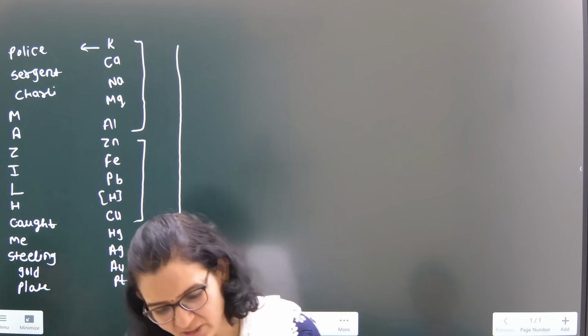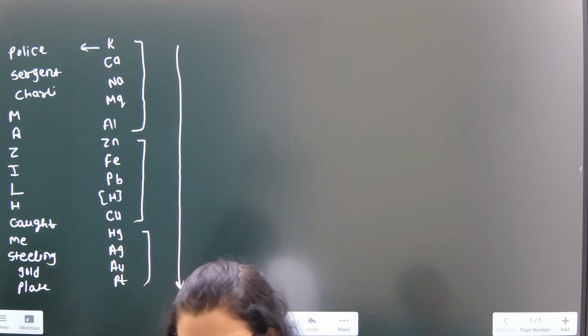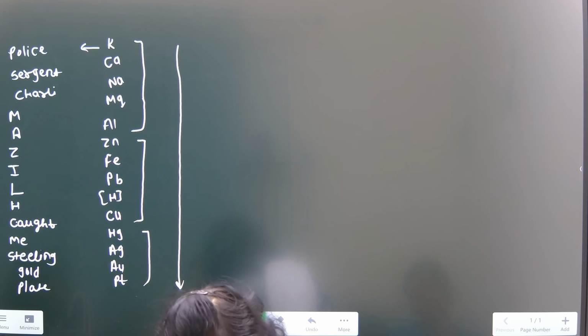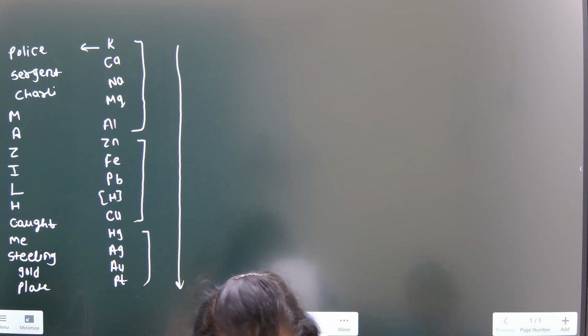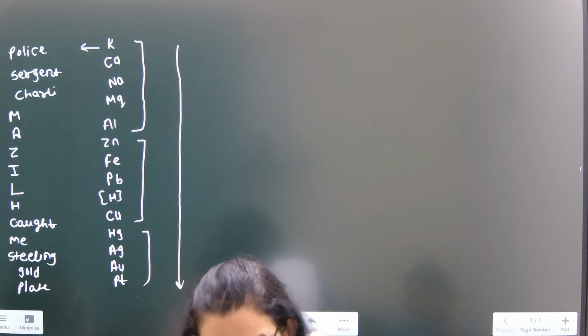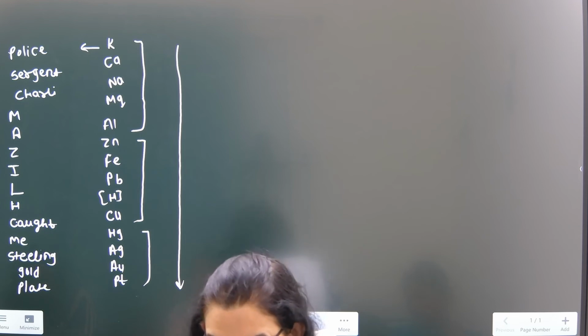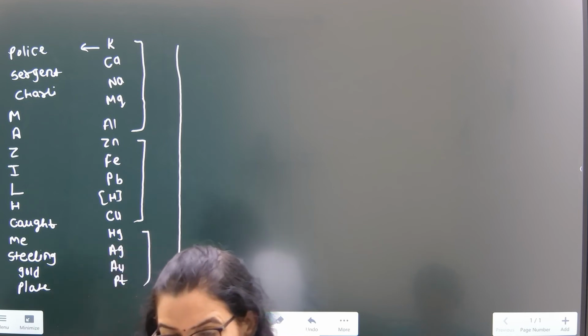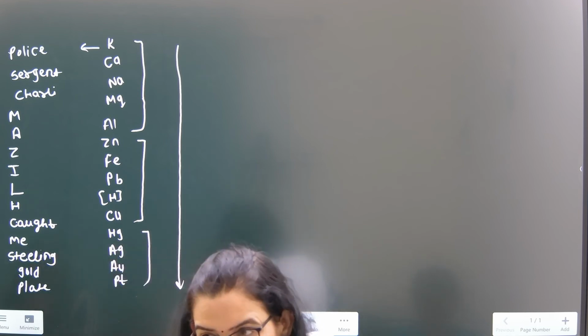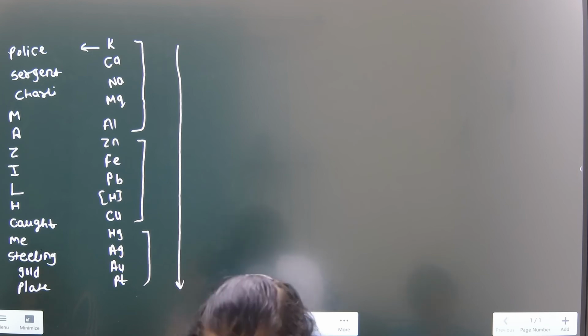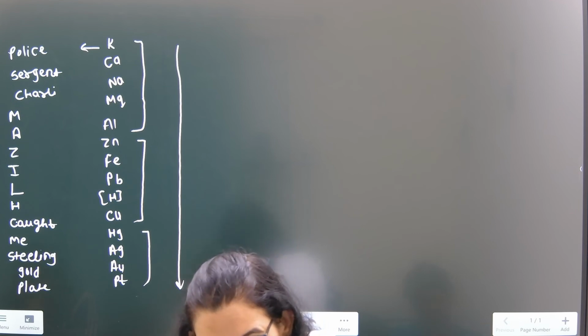Depending on the ease with which metals lose their electrons or form ions, they are arranged in a series, and that is called the electrochemical series. The arrangement depends on how metals lose electrons, how readily they discharge. Top to bottom is descending order of reactivity.